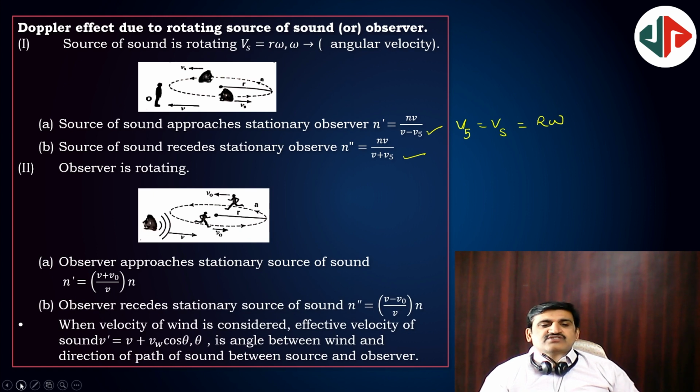When velocity of sound is considered, effective velocity is equal to V plus V of the source into cos theta. Or if wind is flowing, then take the wind component, VW cos theta. Wind also helps or hinders.